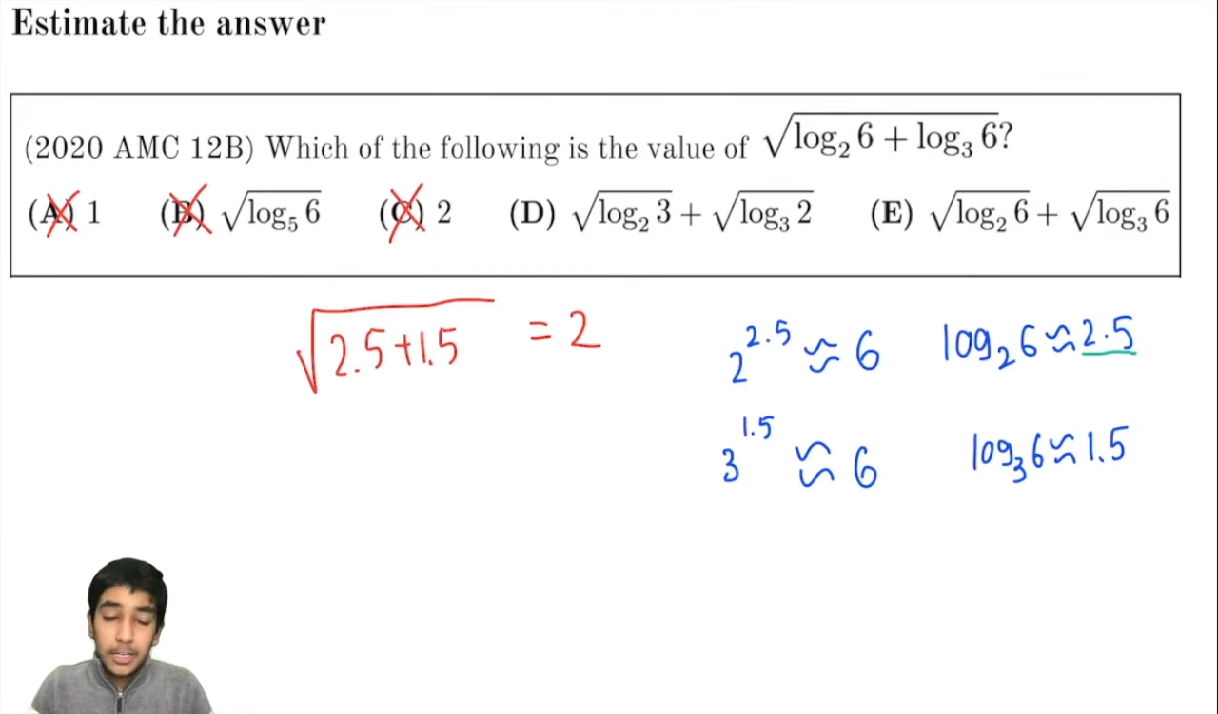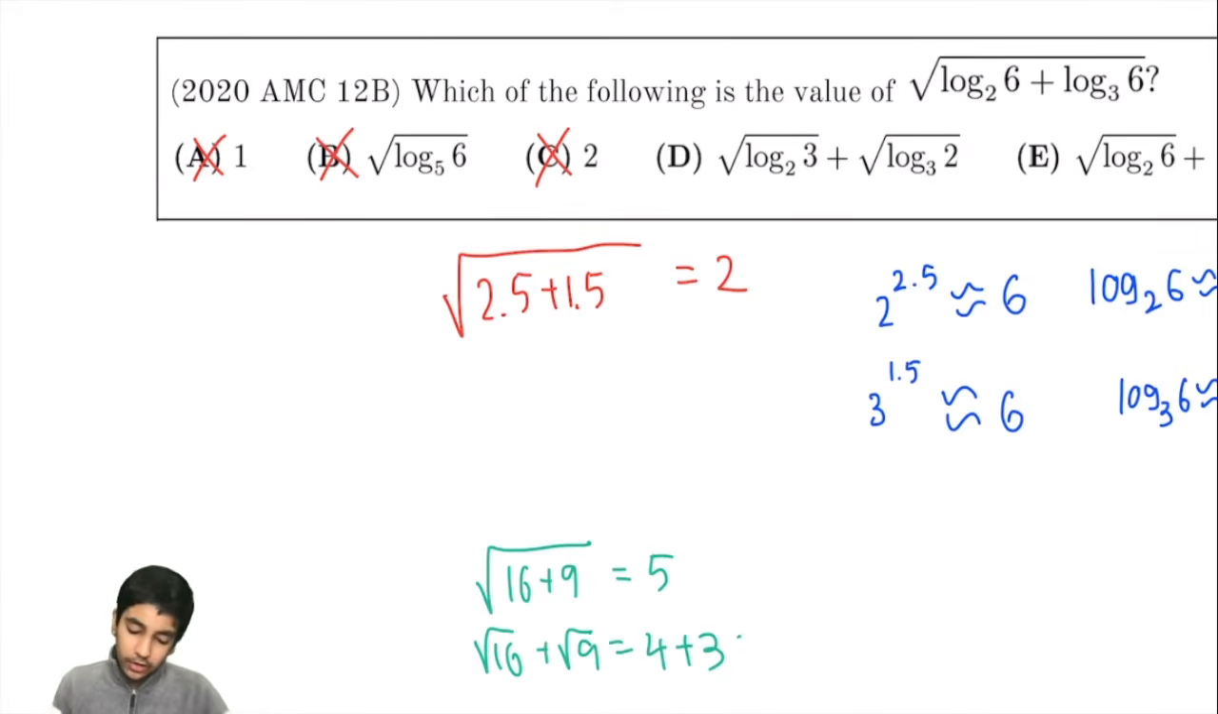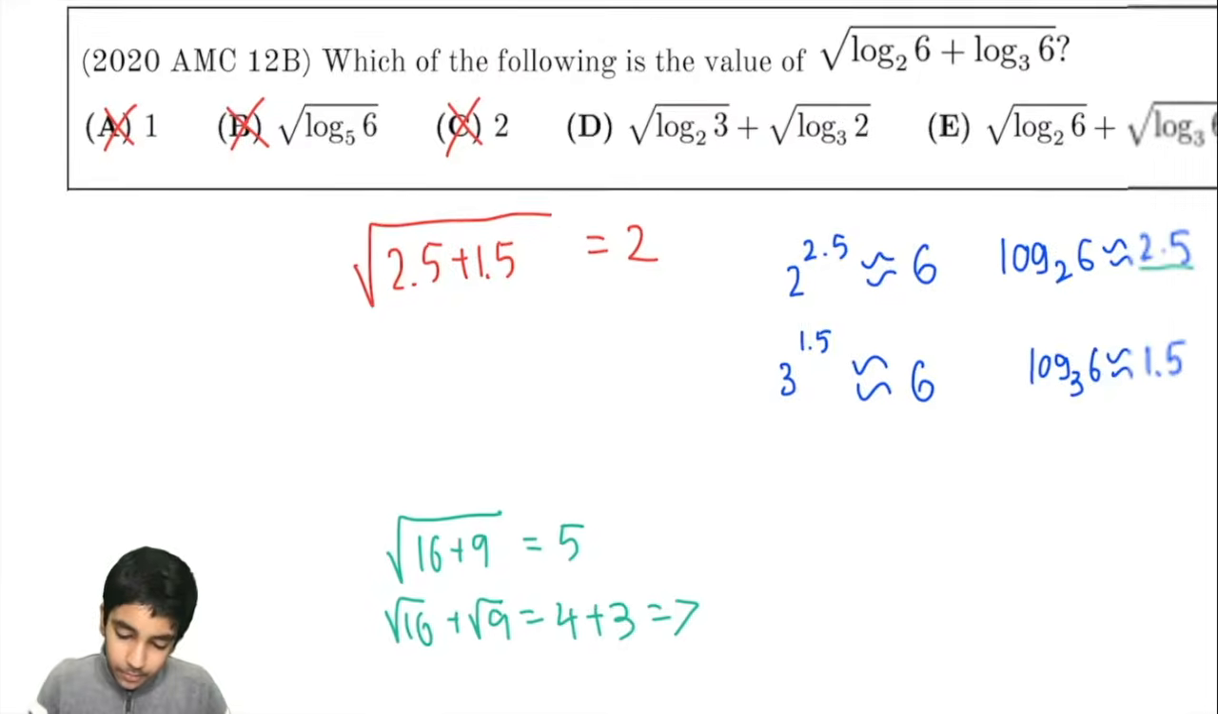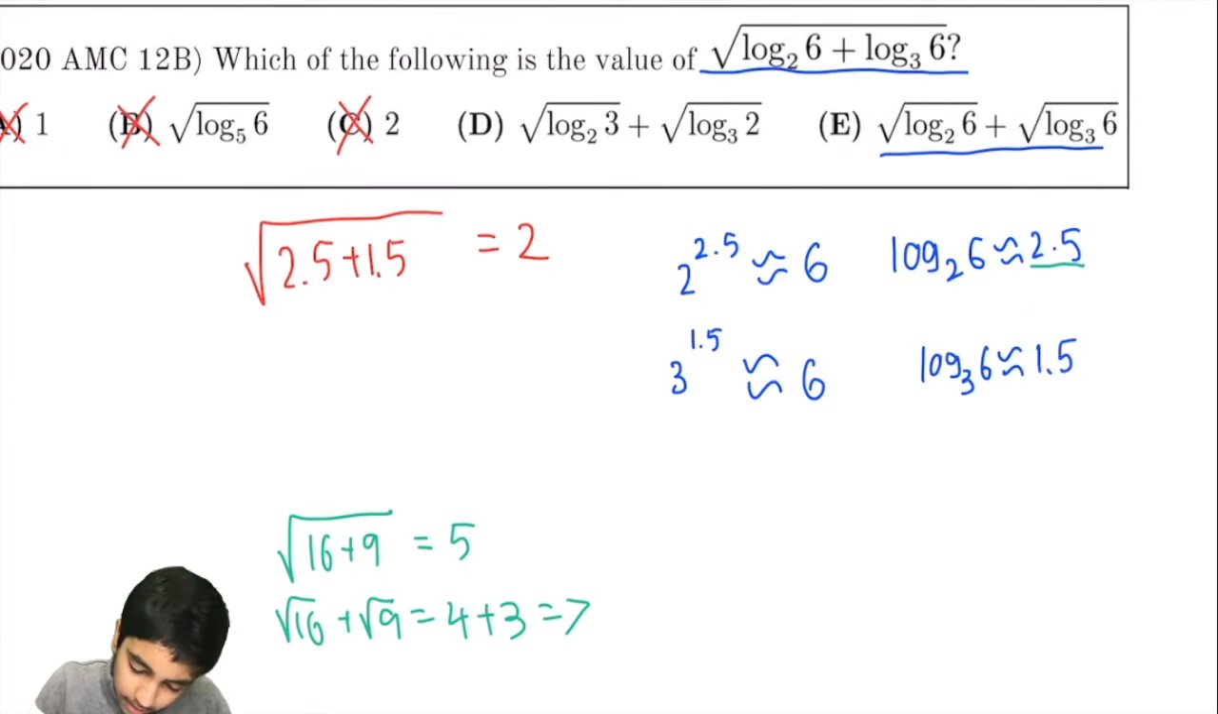Well, notice that the square root of the sum of two numbers is always going to be less than the sum of the square roots of the numbers. Let's take an example. The square root of 16 plus 9 is 5. The square root of 16 plus the square root of 9 is 4 plus 3, which is 7. Intuitively, this should seem true, because when you take the square root of a big number, you're making it very small, but when you take the square root of smaller numbers, they don't become as much smaller each. So this quantity is always going to be greater than that quantity, and we can cross this out.